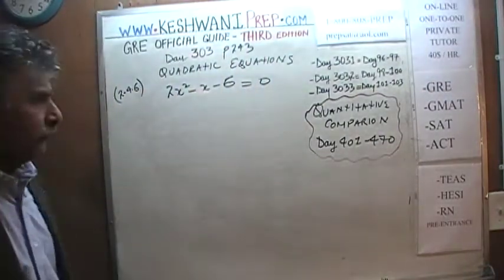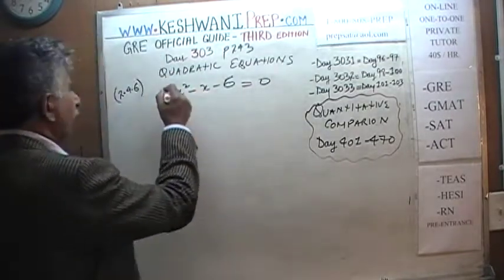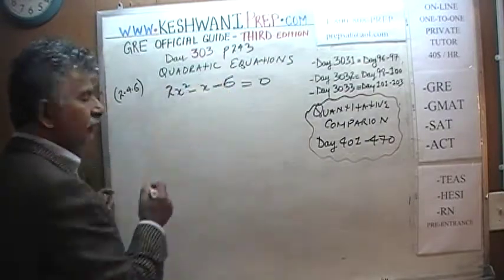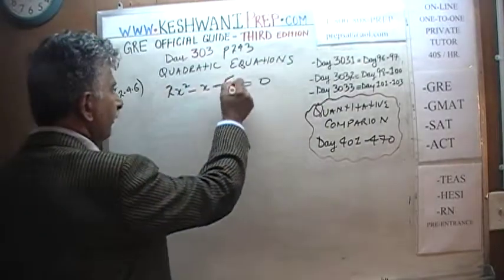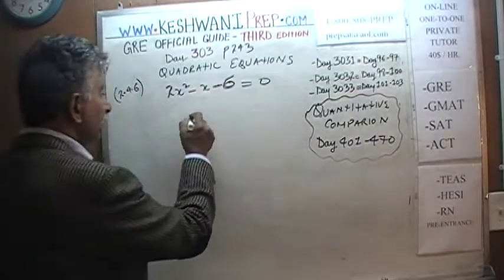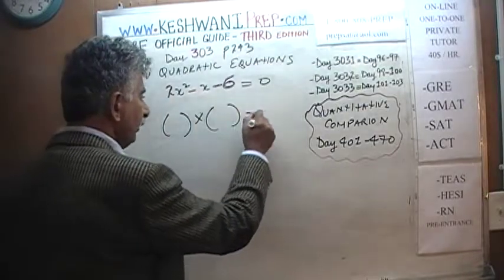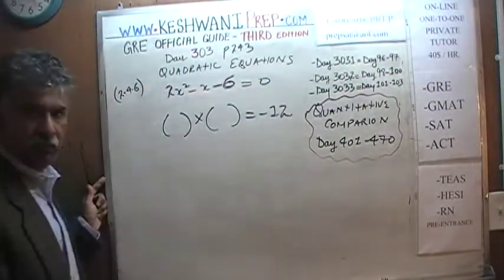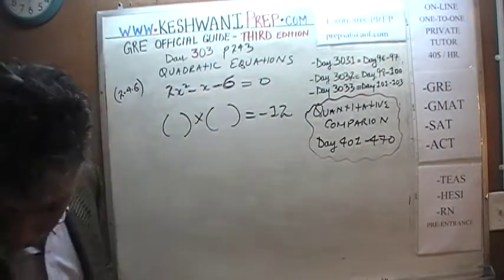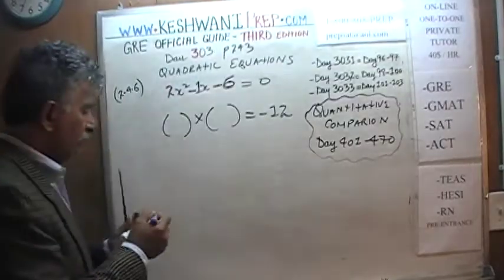What can we do here? Here we have two numbers, 2 and negative 6. Their product has to be negative 12. We're looking for two numbers whose product is negative 12, and their sum has to be negative 1.